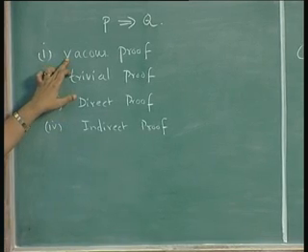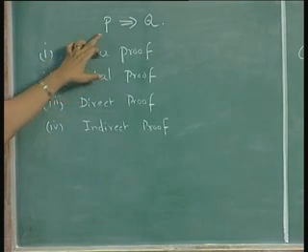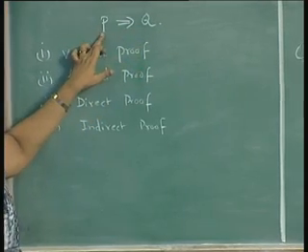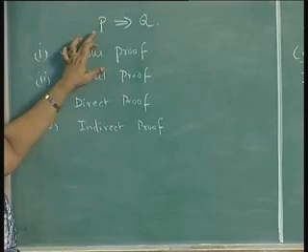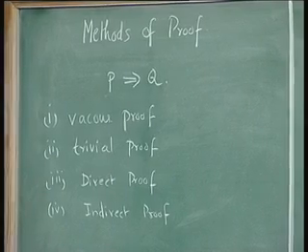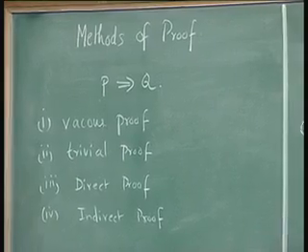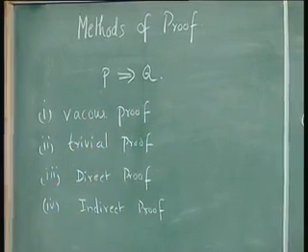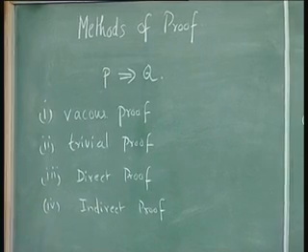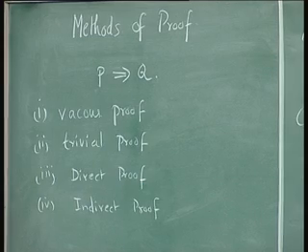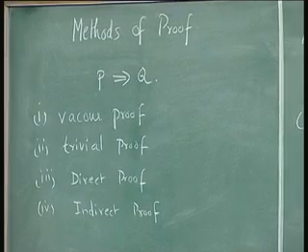One is vacuous proof, where if you show that P is false, because the implication will be true when the premise is false, if you show P is false, then P implies Q will be true. That sort of a proof is called a vacuous proof. Then you have what is called a trivial proof. The implication is true if Q is true. So, if you just prove Q is true, then because it is an implication, P implies Q will be true. Such a proof is called a trivial proof.